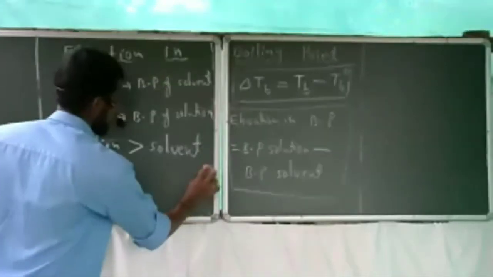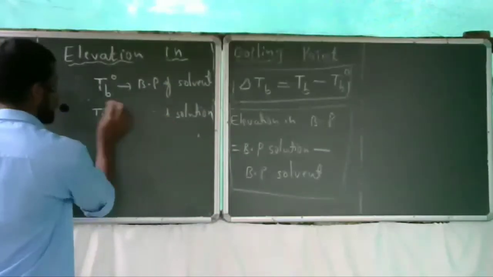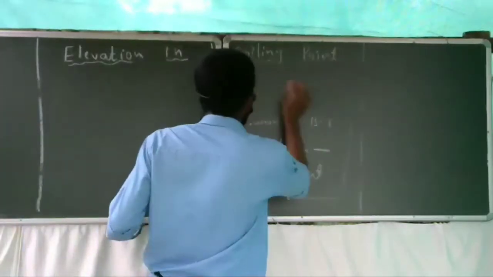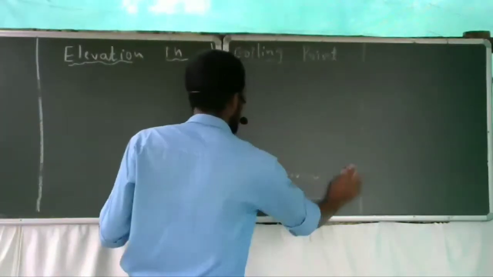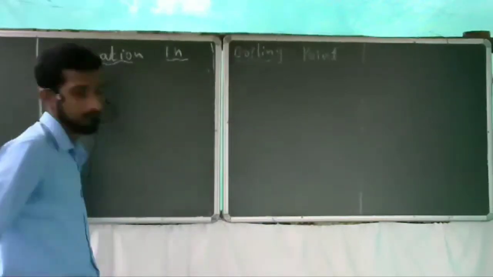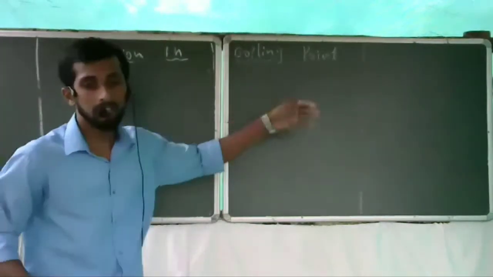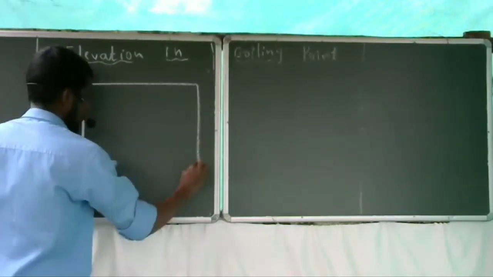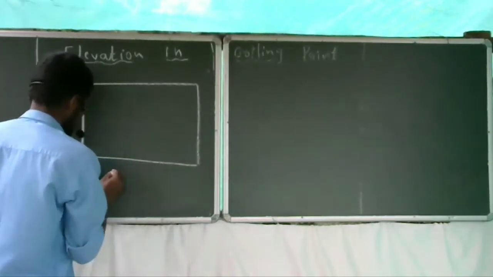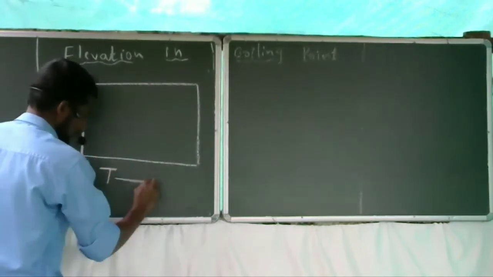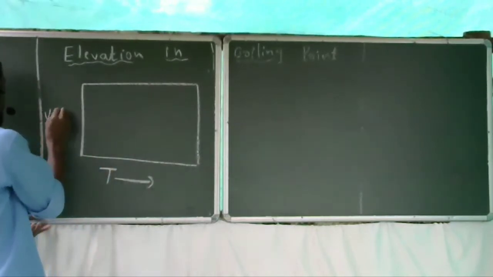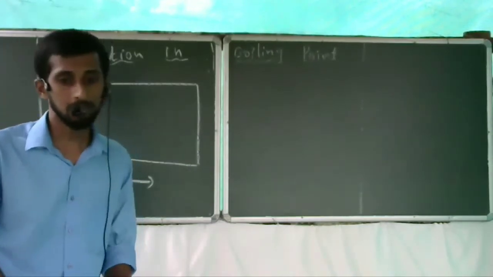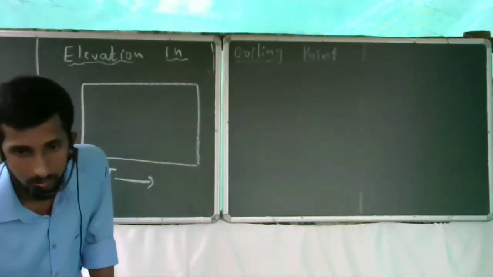Okay, next we'll go for graphical representation. Graphical representation of elevation in boiling point. The formula written here can be represented in a graph. Just plot a graph of temperature versus vapor pressure.